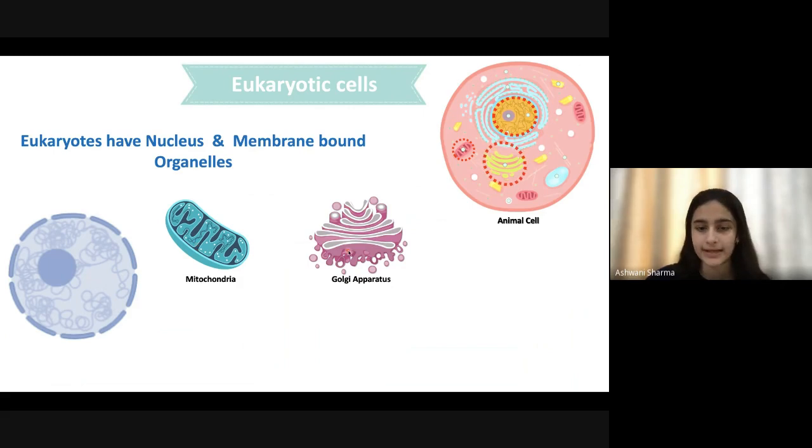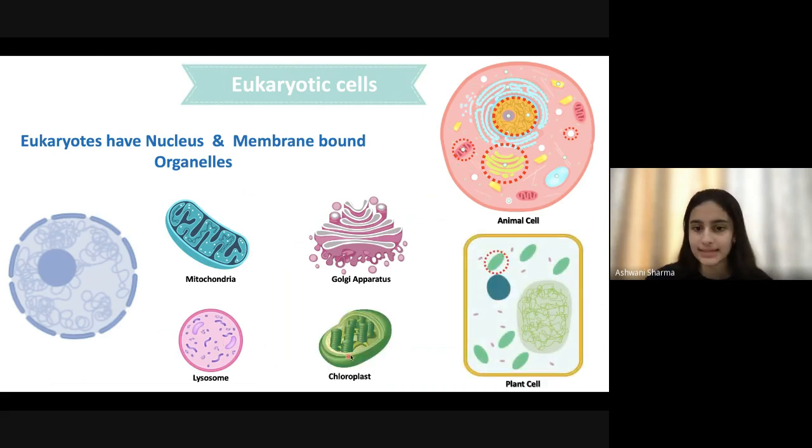The Golgi apparatus processes and packages proteins to be carried out of the cell. Lysosomes act like trash cans of the cell, as they degrade damaged cell parts and also destroy invading viruses and bacteria. And chloroplasts, which are found in plant cells, help in carrying out photosynthesis by converting sunlight, water, and carbon dioxide into glucose, which is then used by the cell. So this is about eukaryotic cells.